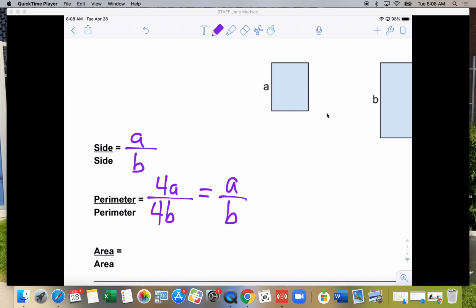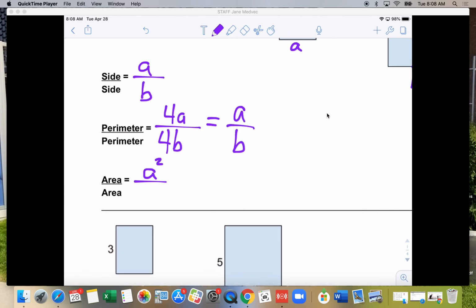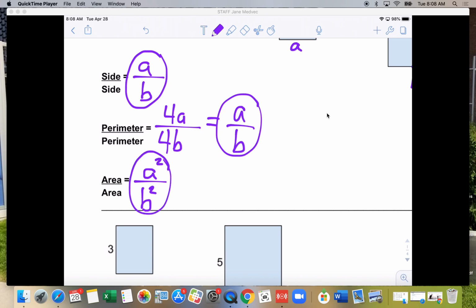Now, when we do area, it's a little bit different. With area, remember, it's base times height. So if that's a square, and A is the base and A is the height, I get A squared. And if I look at B, it's B times B, so that's B squared. Okay, so notice that the perimeter and the side are in proportion to one another, but that the area is squared, and that's what's key in today's lesson.